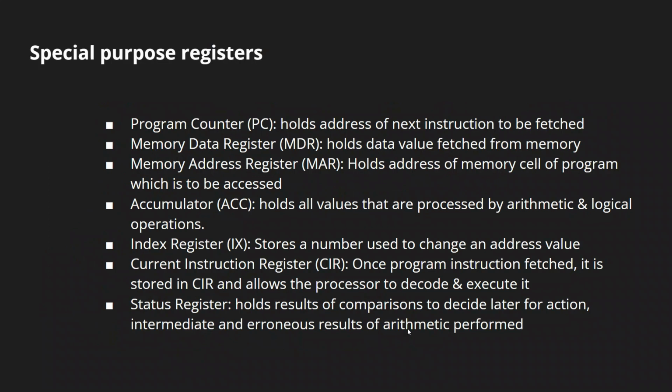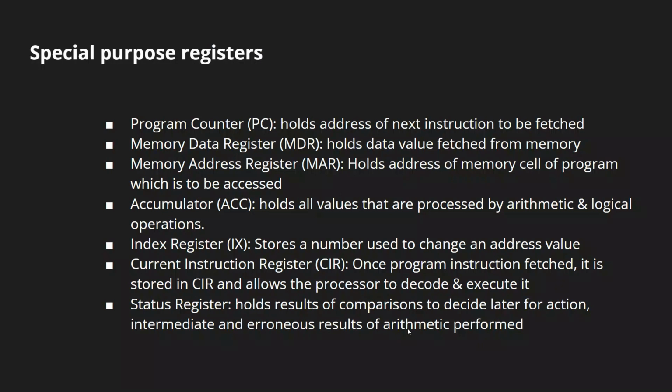For example, the PC holds the address of the next instruction to be fetched. The MDR holds the data value fetched from memory, but the MAR holds the address of the memory cell which is to be accessed. MDR stores the data, but MAR stores the address of that data being referred to. The accumulator is used for arithmetic and logic operations. Arithmetic operations are plus, minus, and logic operations are AND, NOT. All of these instructions, and the values being processed, are held by the ACC.